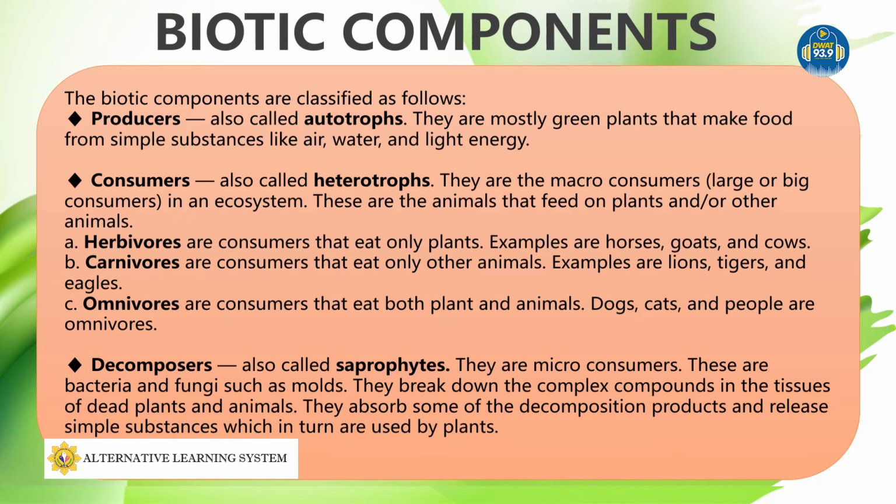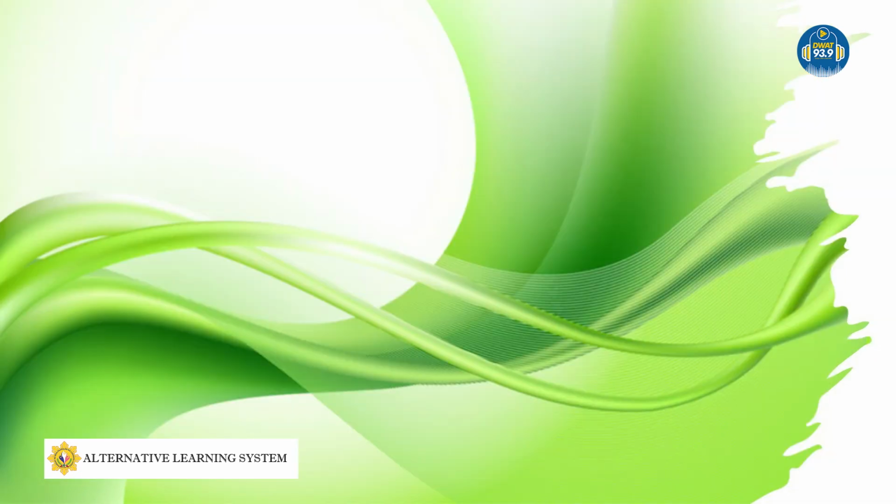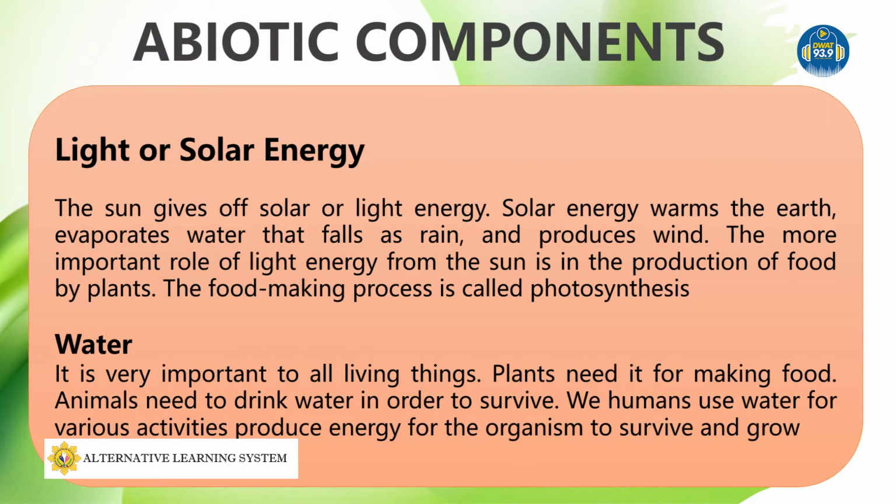Decomposers, also called saprophytes. They are micro-consumers. These are bacteria and fungi such as molds. They break down the complex compounds in the tissues of dead plants and animals. They absorb some of the decomposition products and release simple substances which in turn are used by plants. Abiotic components.